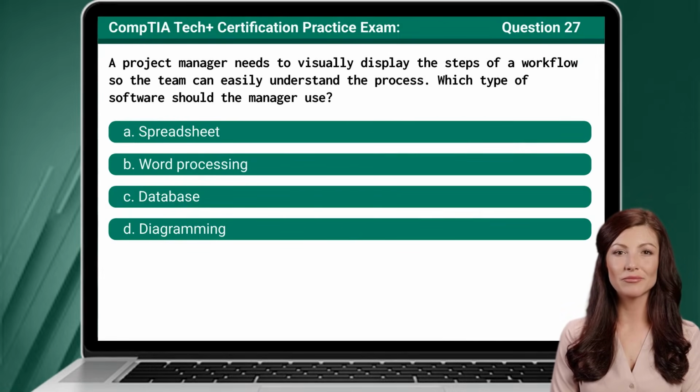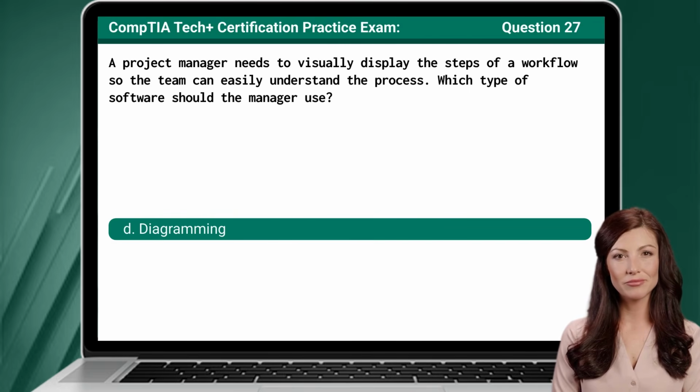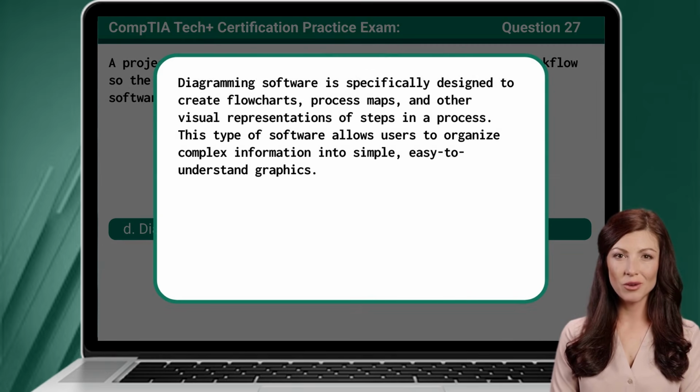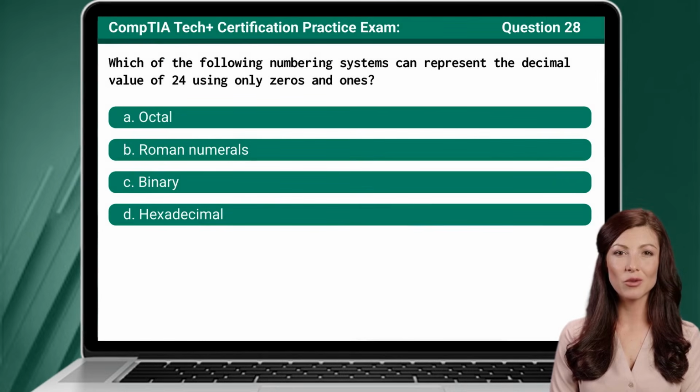Question 27. A project manager needs to visually display the steps of a workflow so the team can easily understand the process. Which type of software should the manager use? The answer is D. Diagramming. Diagramming software is specifically designed to create flowcharts, process maps, and other visual representations of steps in a process. This type of software allows users to organize complex information into simple, easy-to-understand graphics.